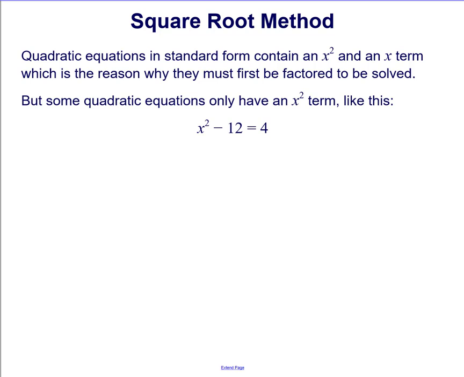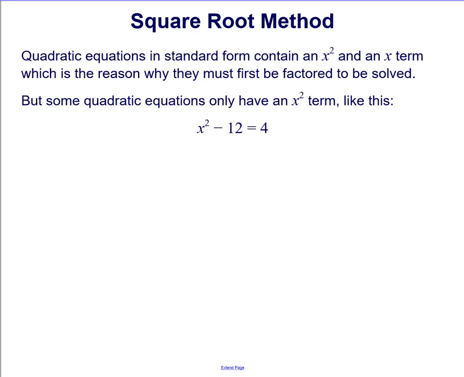Square root method. Quadratic equations in standard form contain an x squared and an x term, which is the reason why they must first be factored to be solved. But some quadratic equations only have an x squared term, like this.